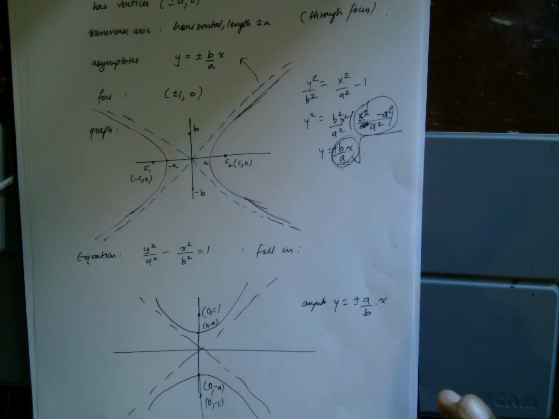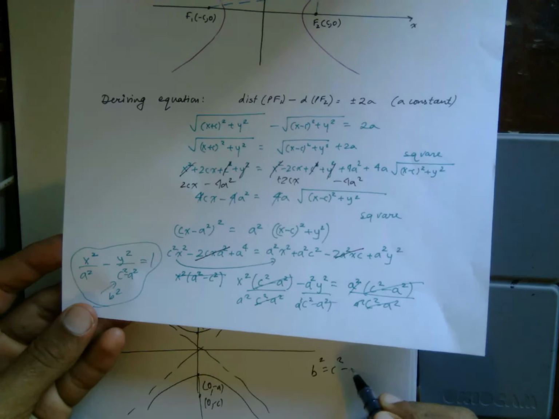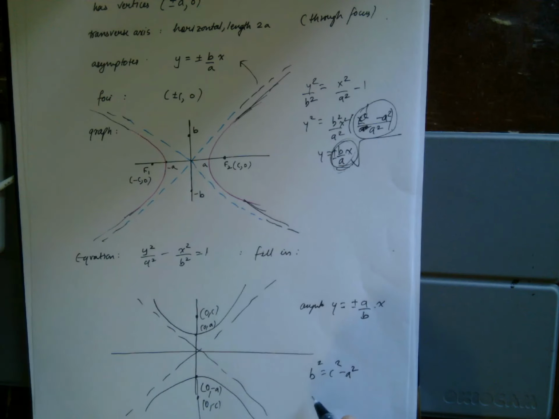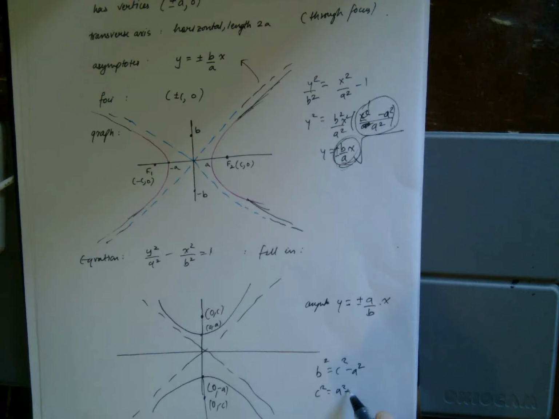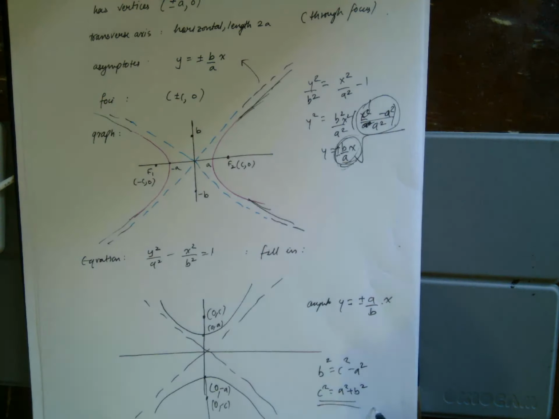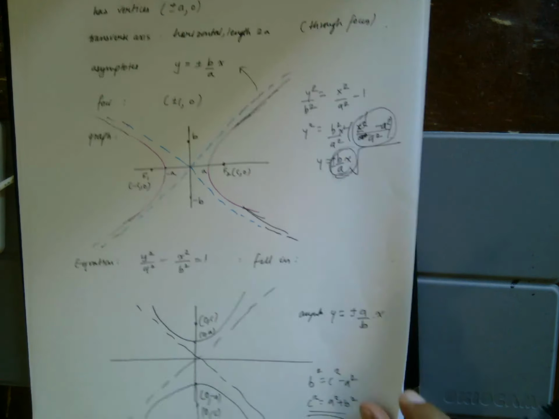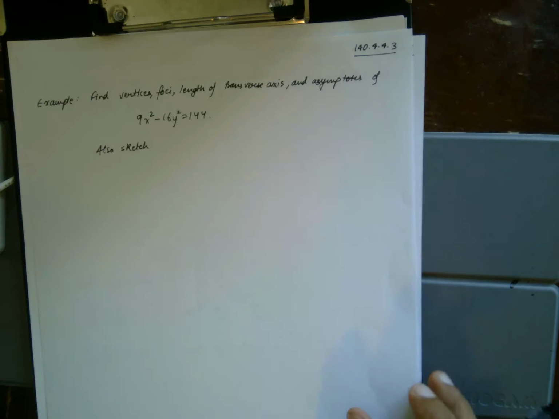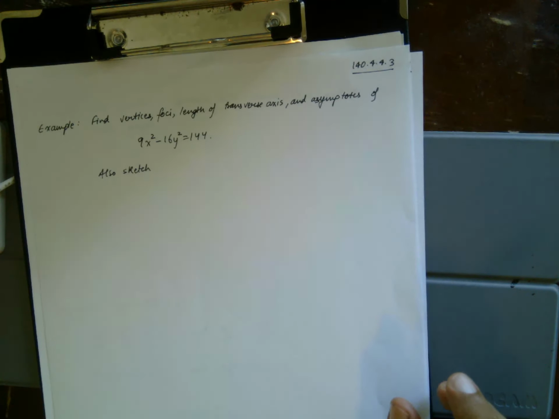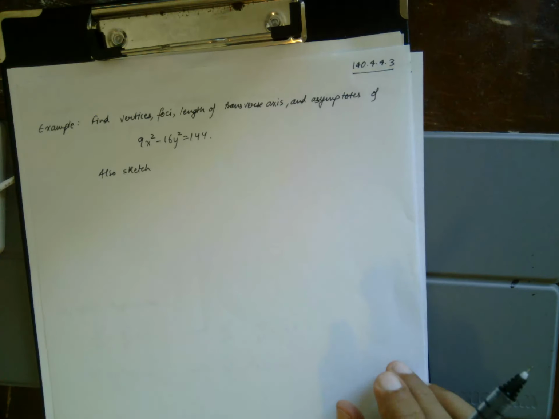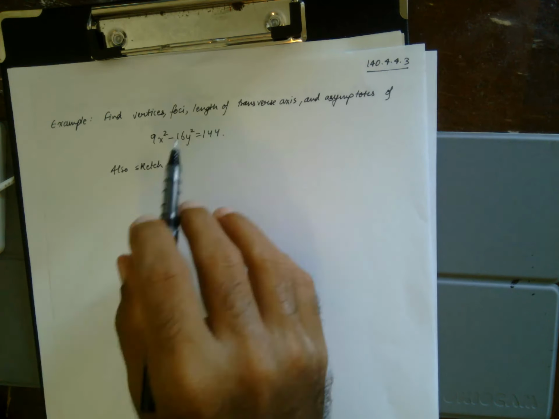Now recall here that the relation between a, b and c is that b squared is c squared minus a squared, right? So c squared is a squared plus b squared. So it's slightly different in this case. Let's look at an example. Find all of these things: vertices, foci, length of transverse axis, asymptote for this equation.